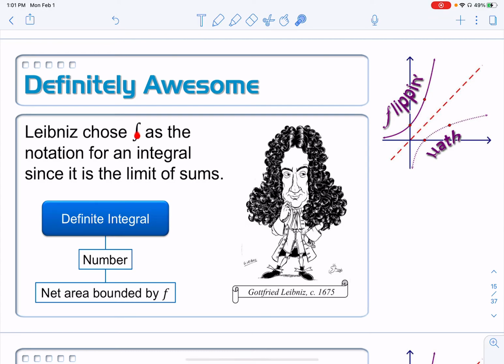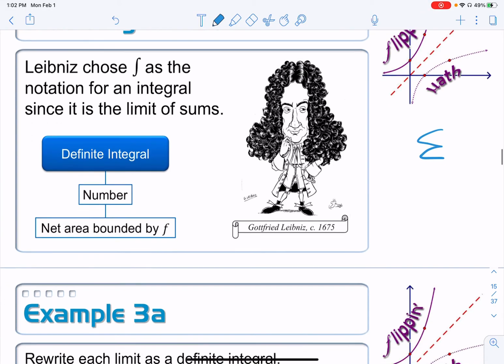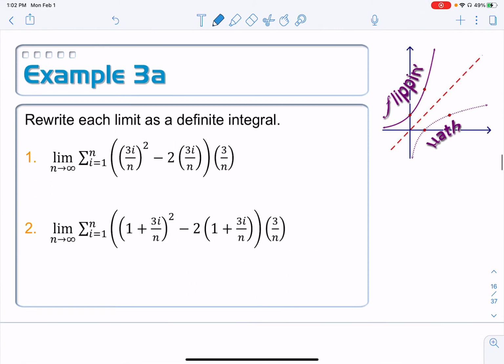Why is it this stretched out looking S? Well, Leibniz here chose that thing because it is a limit of sums, right? It's the sum of all of those things, and you can see that this thing looks like a stretched out looking S. It looks a heck of a lot better than this guy. Anyway, all right. Rewrite each limit as a definite integral.